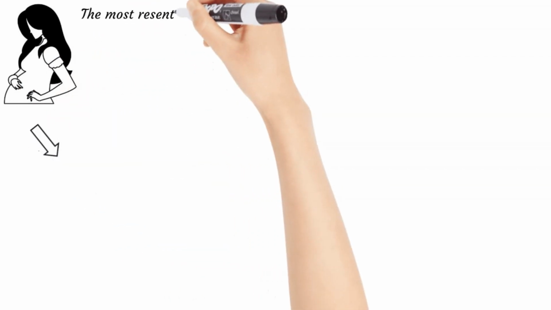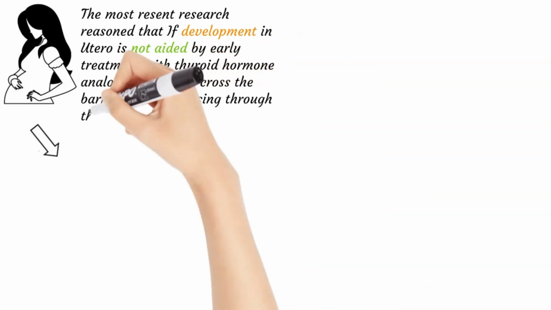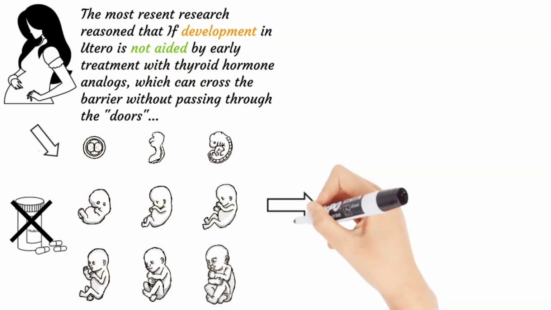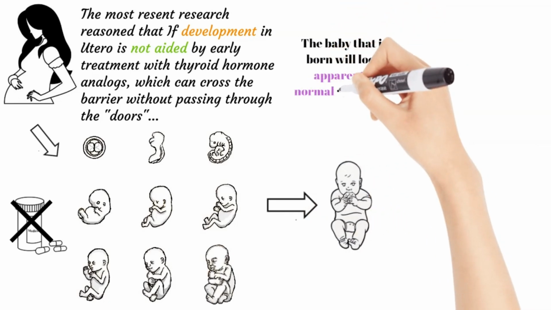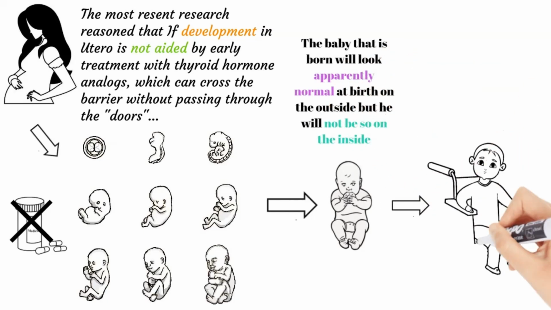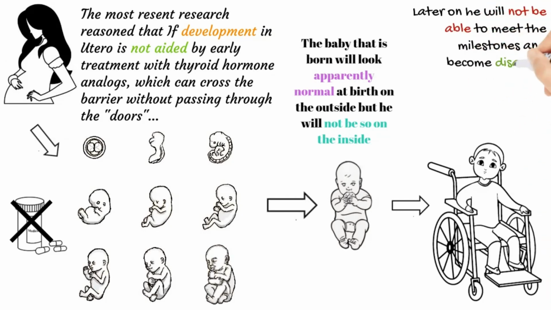The most recent research reasoned that if development in utero is not aided by early treatment with thyroid hormone analogs, which can cross the barrier without passing through the doors, the baby that is born will look apparently normal at birth on the outside, but he will not be so on the inside. Later on, he will not be able to meet the milestones and become disabled, partially or completely, depending on the severity of the defect in the code.